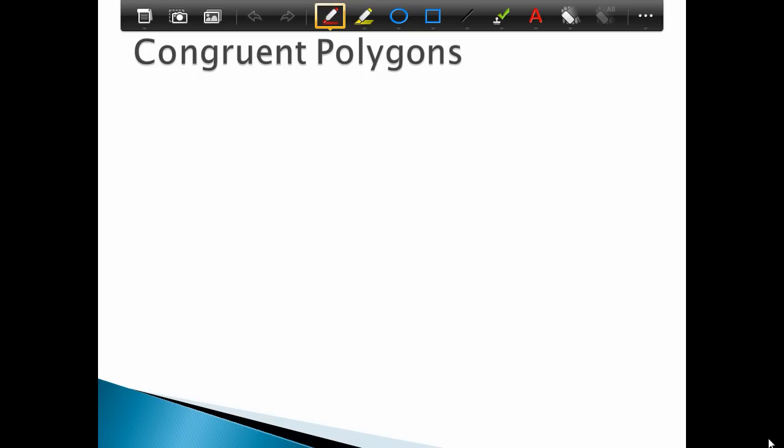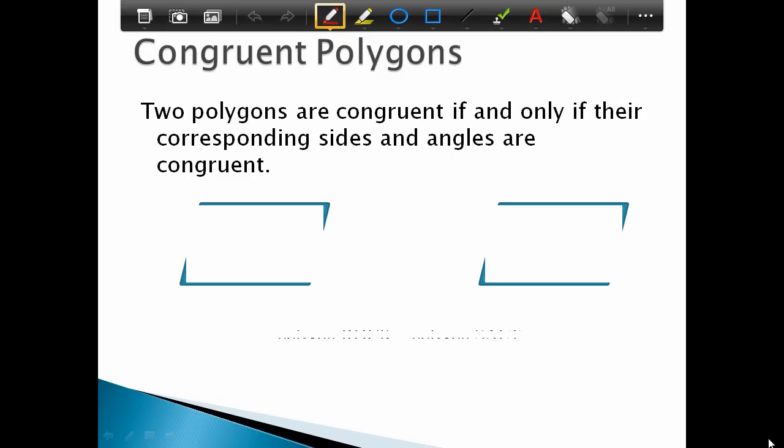You know, congruent means same size, same shape. Polygons, hopefully you remember, are those multi-sided figures with the straight sides. If we're talking about congruent polygons specifically, two polygons are congruent if and only if their corresponding sides and angles are congruent. So anytime we have two congruent polygons, we know their corresponding sides and angles have to be congruent. And if their corresponding angles and sides are congruent, then those polygons are congruent.